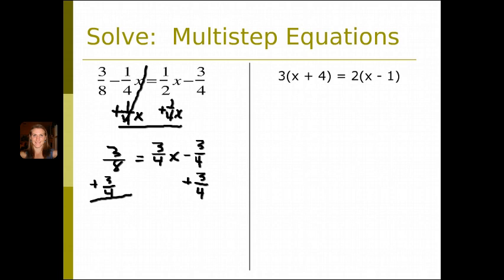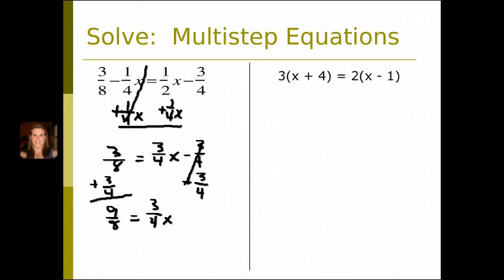Three eighths plus 3/4 gives us 9 over 8, which is equal to 3/4 x. All right, so now we come to a situation where we've got a fraction multiplying our variable. Well, we can't divide by a fraction, because dividing by something that's already being divided is complicated.